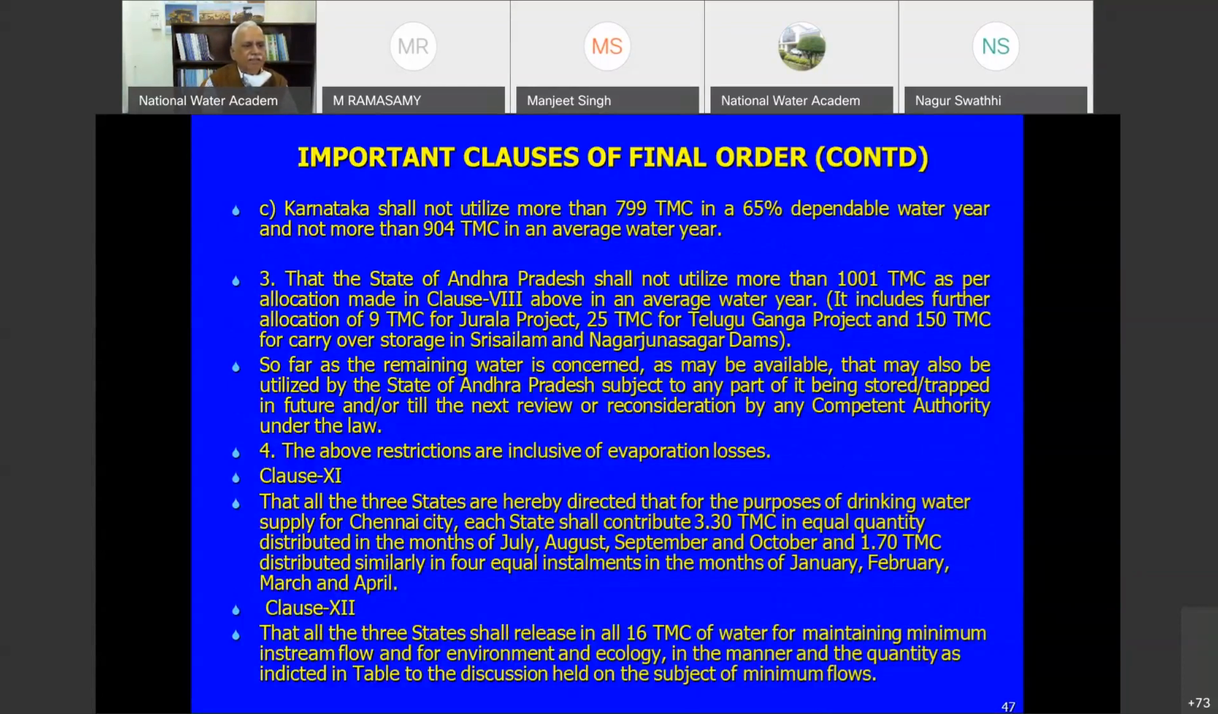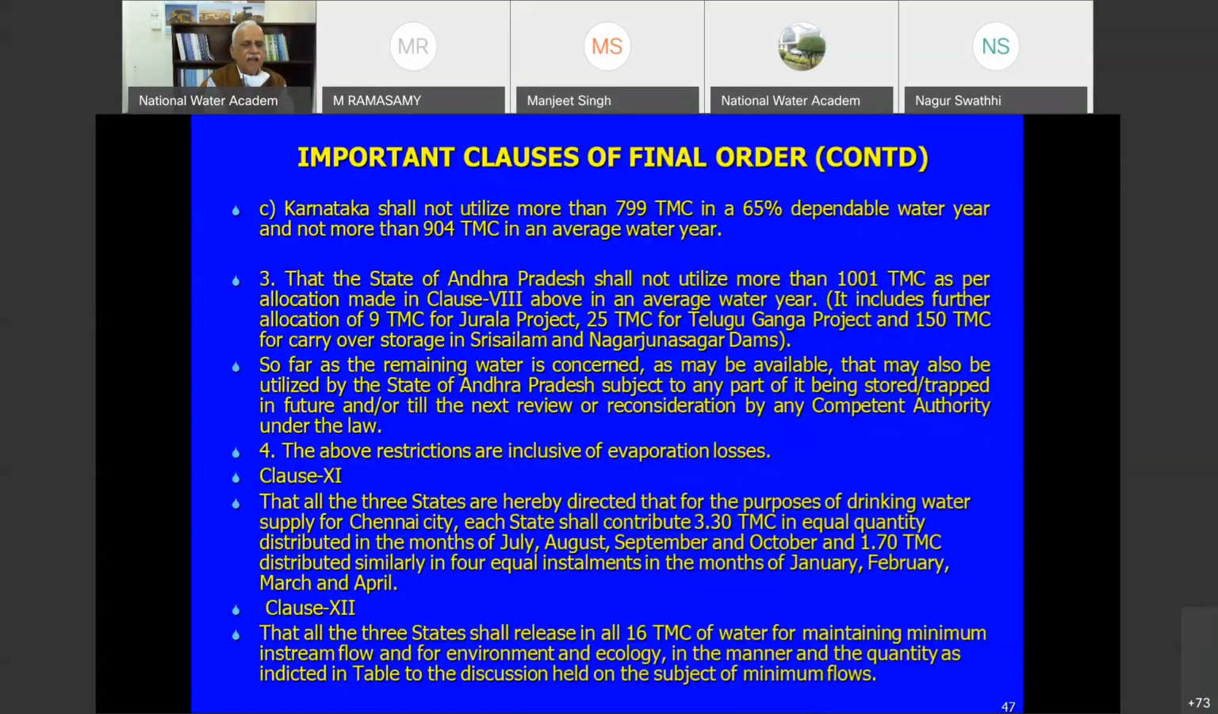Third, the state of Andhra Pradesh shall not utilize more than 1001 TMC as per allocation made in clause 8 above in an average water year. It includes further allocation of 99 TMC for Jurala, 25 TMC for Telugu Ganga and 150 TMC for carryover storage in Srisailam and Nagarjuna Sagar.